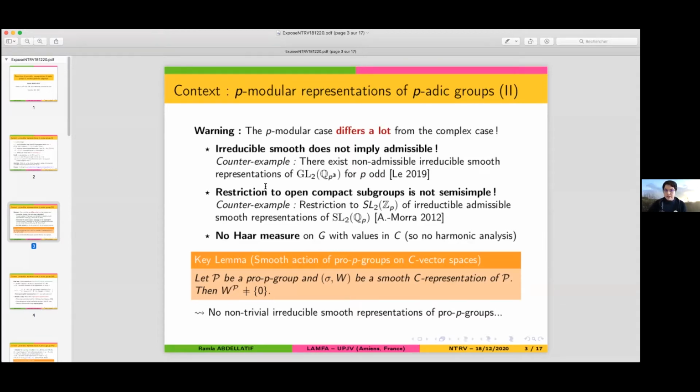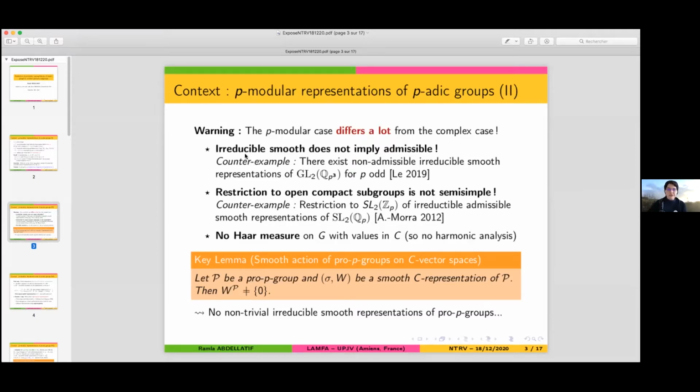That's basically the second point in these three remarks. If you restrict an irreducible smooth representation to an open compact subgroup, then you won't have something semi-simple. If you want a counterexample, take an irreducible smooth representation of SL_2(Q_p), like a supersingular one. Then you can prove, and that's what we did with Stefano Mora, that its restriction to SL_2(Z_p) is of infinite length and is made of successive extensions of irreducible representations, but they are non-trivial extensions, so it's not semi-simple.